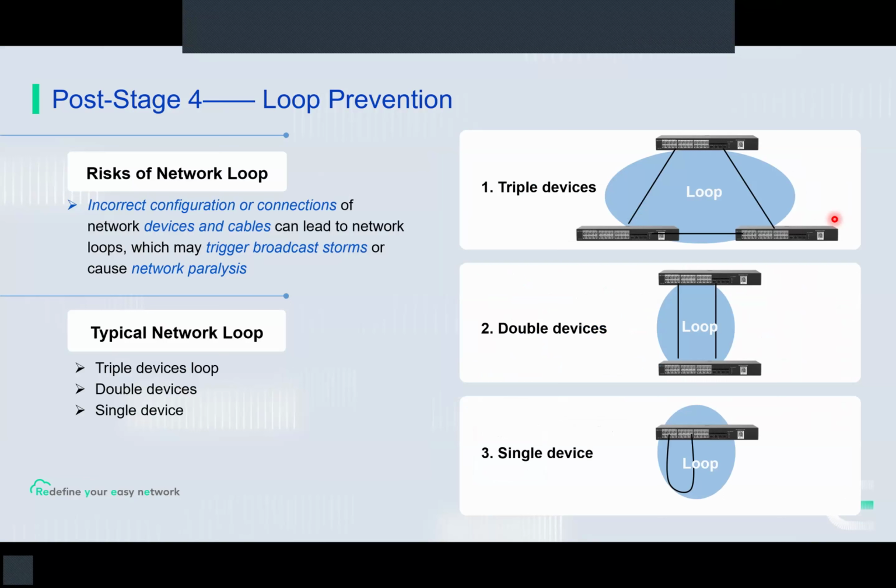And the next feature is the loop prevention. Yeah, if a loop occurs in the network, it will go offline. Yeah, and it's hard for us to troubleshoot because all the lights are flashing, so we don't know which port is looped.